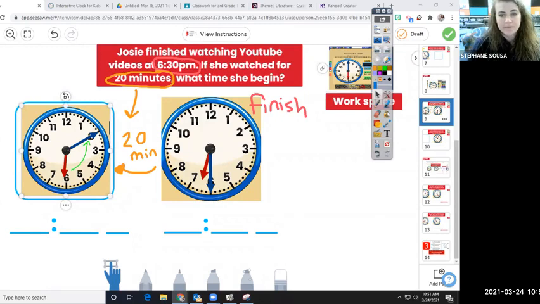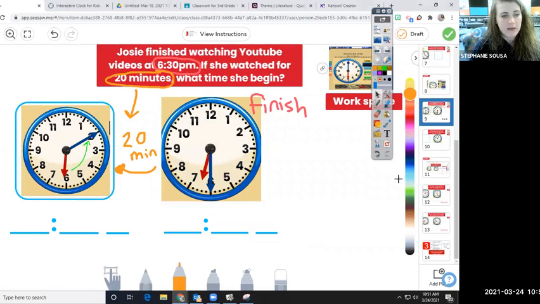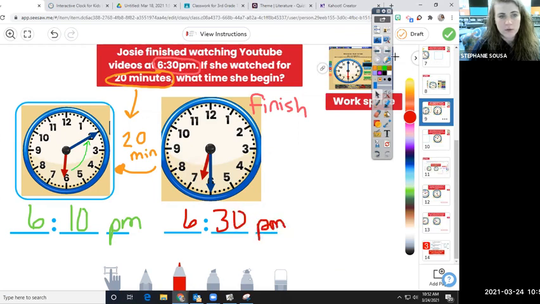All righty. We are going to take a look now at writing down our time so we have an answer. This time, as we already figured out, is 6:10. It is still PM. Why is it still PM? Because we have not crossed over the 12. And it was PM when we finished. And we didn't cross over the 12, so it stays in the same section of the day.